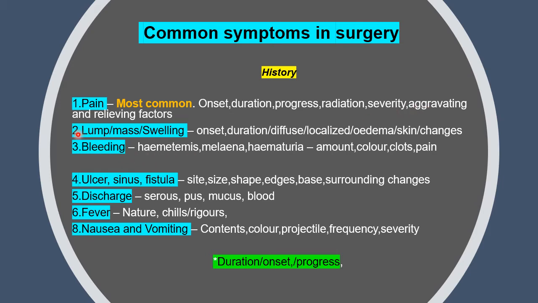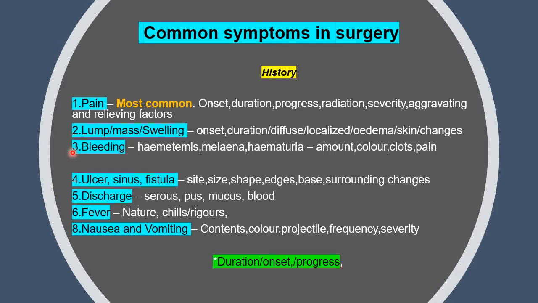The second most important symptom is complaining of a lump, mass, or swelling in some part of the body. Again, it is important to address the onset, the duration, whether it is localized or diffuse, associated swelling or edema, the skin changes, and also the color of the skin overlying the lump.